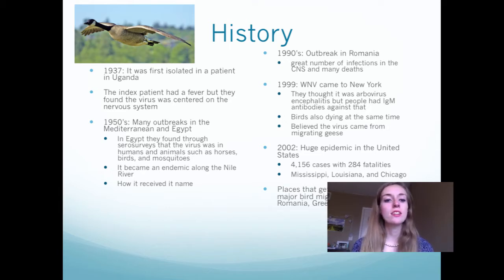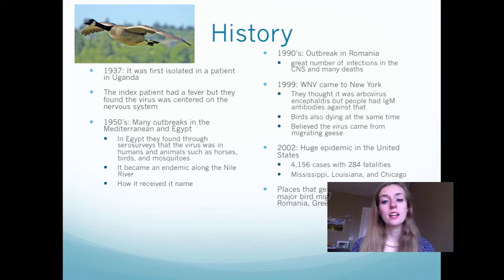So some history about West Nile virus. In 1937, it was first isolated in a patient in Uganda. The index patient had a fever, but they found the virus was centered on the nervous system. In the 1950s, there were many outbreaks in the Mediterranean and in Egypt. In Egypt, they found through serosurveys that the virus was in humans and animals such as horses, birds, and mosquitoes. It became endemic along the Nile River, and that's how it received its name, West Nile virus. In the 1990s, there was an outbreak in Romania, and there was a great number of infections in the central nervous system, as well as many deaths.